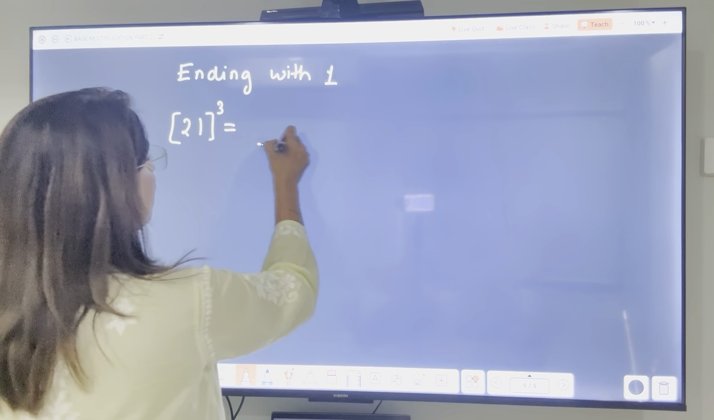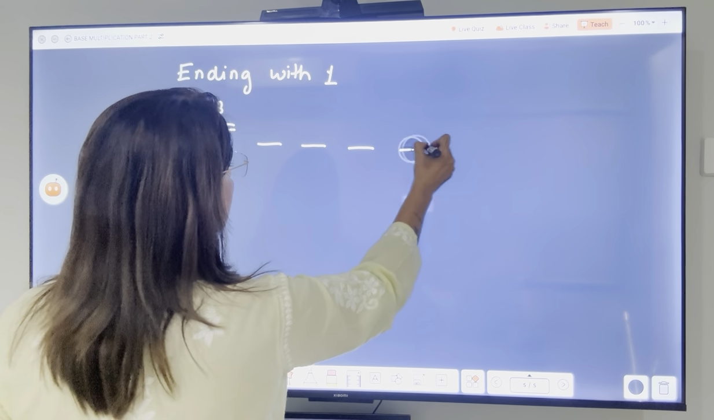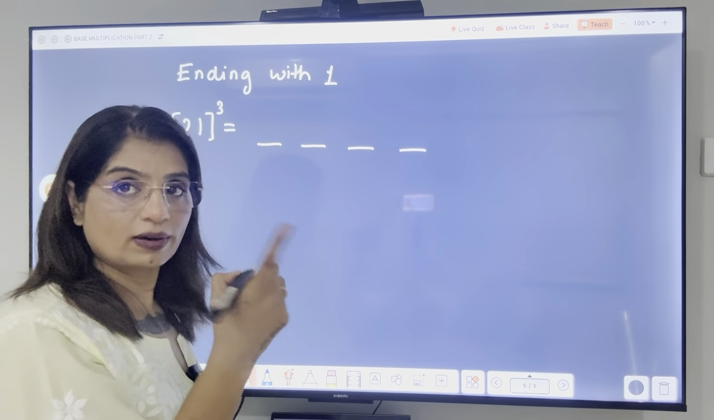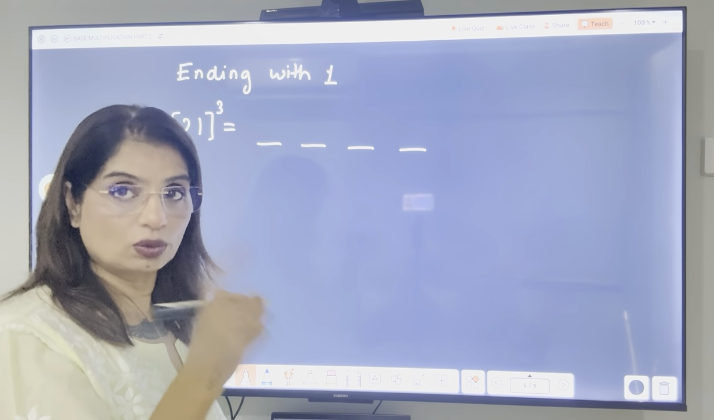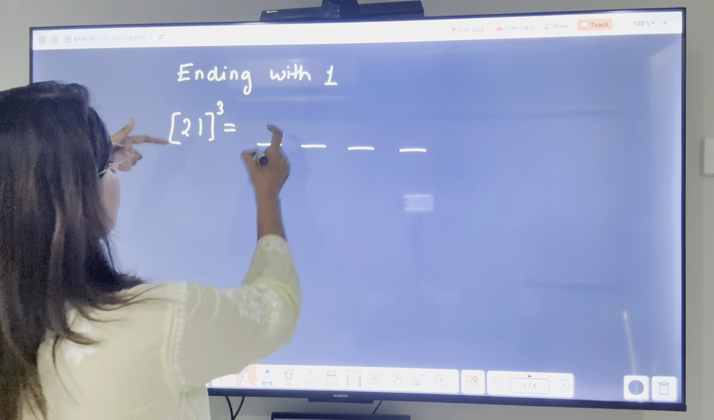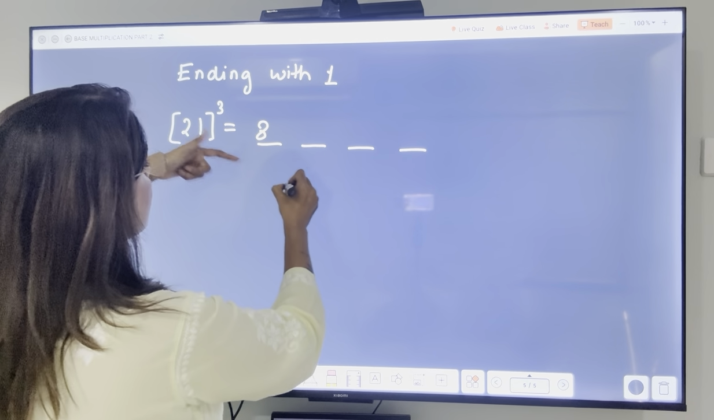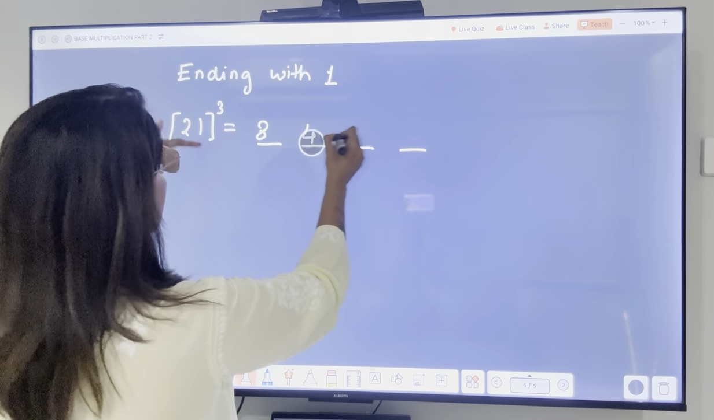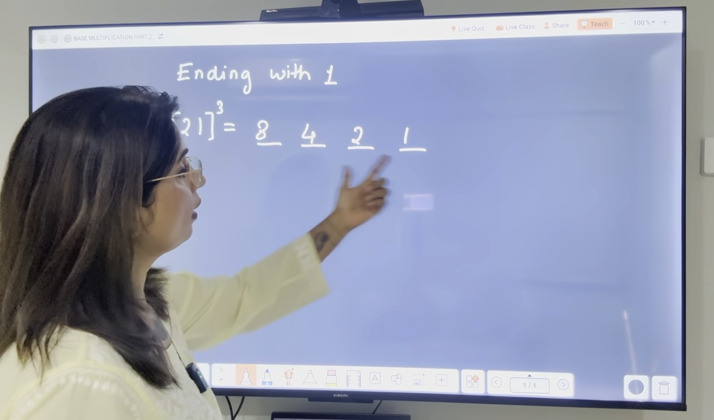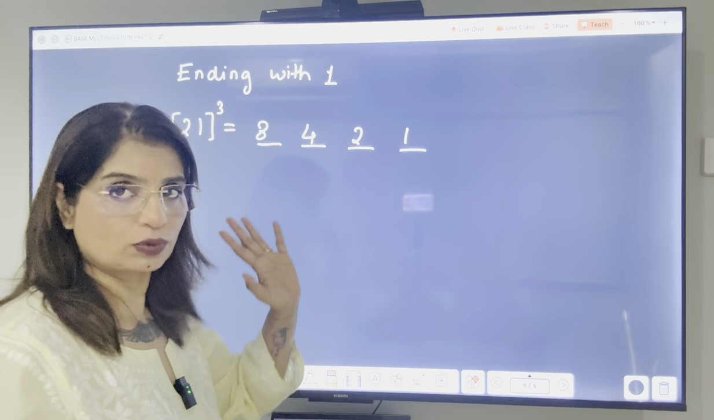So again, we are going to give 4 dashes here. If you want to write in reverse, you can, but normally we don't do that. We write from left to right every time. So 2 cube is 8, 2 square is 4, here is 2 and 1. Now, if you think it's comfortable for you to write down 1, 2, 4, 8 like this, it's up to you. You can do it.